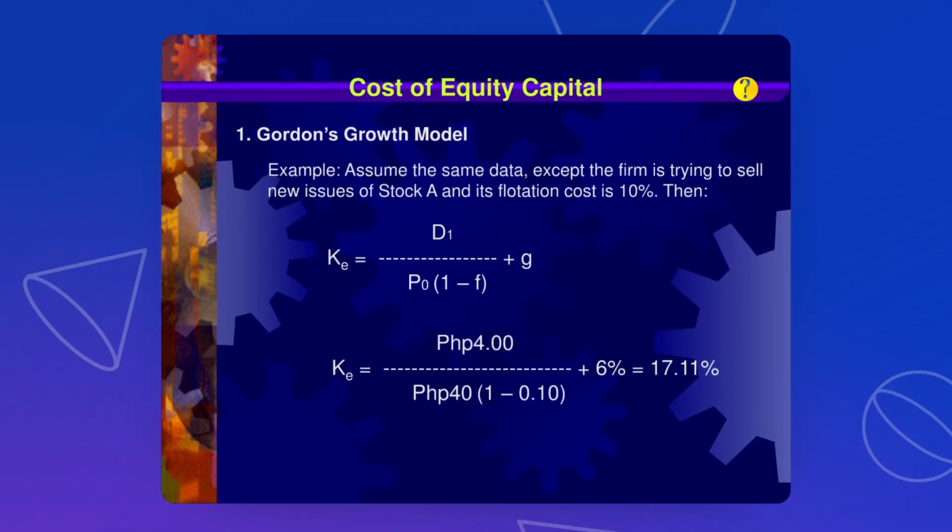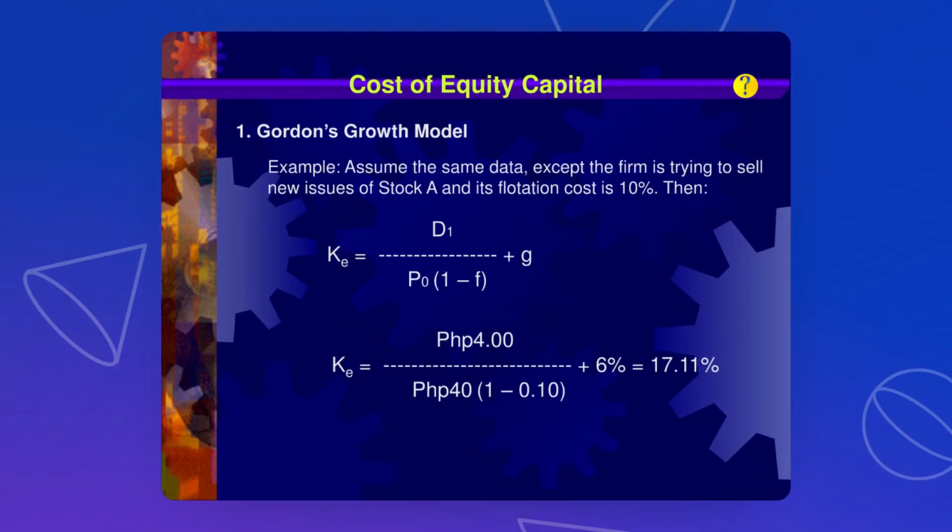For example, in the Gordon's growth model, assume the same data except that the firm is trying to sell new issues of stock A and its flotation cost is at 10%. So KE equals D1 divided by P0 multiplied by (1 minus F) plus G. Please take note of your KE now. It is now to be deducted in terms of your flotation cost. So, we will deduct any flotation cost.